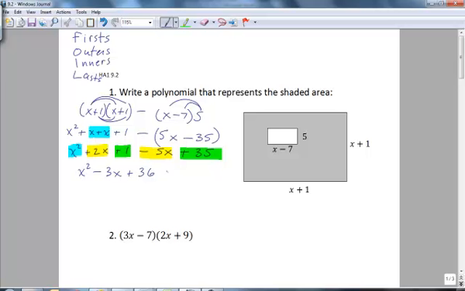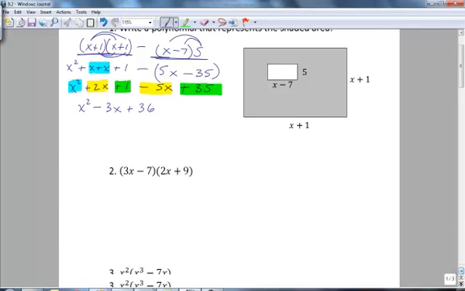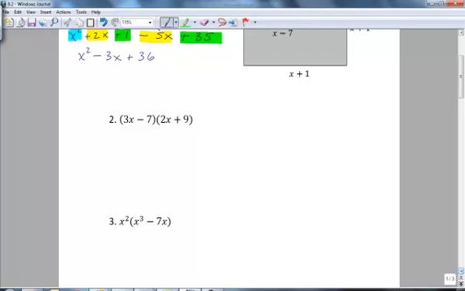Okay, so that polynomial right there represents the area of the shaded region. The reason I know that is I took the area of the larger rectangle minus the area of the smaller rectangle. What's left over is the shaded region. We could plug anything in for x, given an x value, and we could find the actual area of that shaded region.